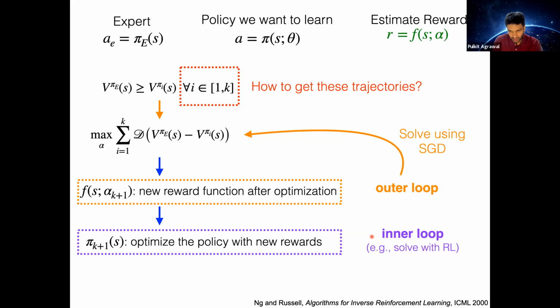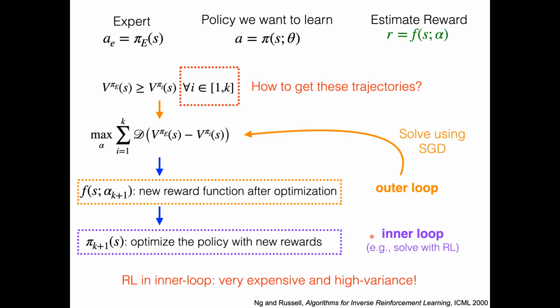But this should also make you really pause and think, because if we have RL as an inner loop, you should be thinking that RL by itself is very computationally expensive as a method to learn policy, and it has high variance, right? So if RL is a subroutine of some other method, that method is also going to be even more computationally expensive, and might end up having even higher variance.